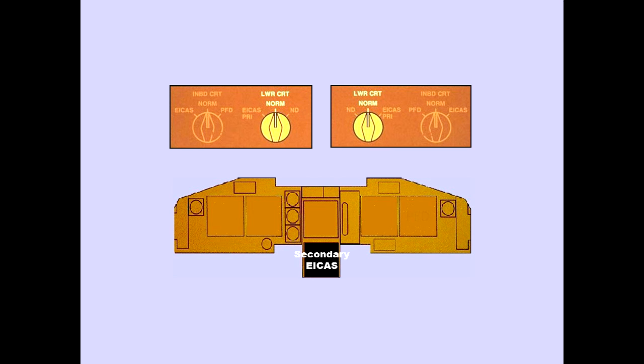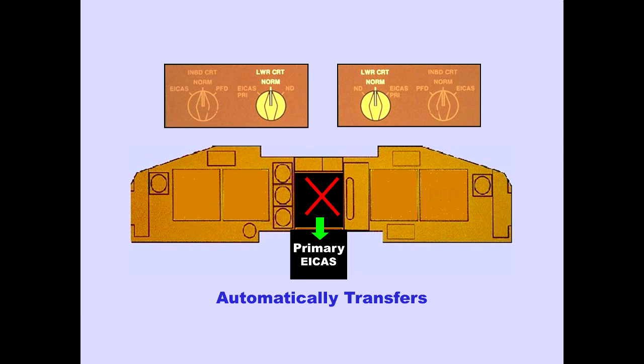When the lower CRT selectors are in the normal position, the lower CRT displays the secondary ICAS. If the lower CRT selectors are in the normal position and the upper CRT fails, primary ICAS information automatically transfers to the lower CRT.